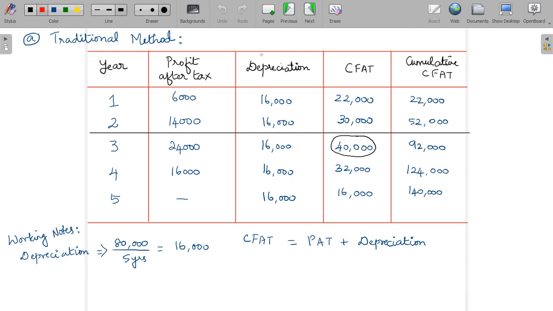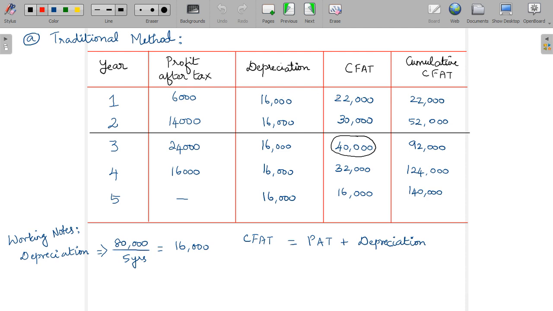So in the traditional method, the first column is taken as year. The second column is profit after tax, which is given in the question. Depreciation we have to calculate, that is the initial investment, 80,000, divided by the life of the project, 5 years. So it is 16,000. Since they have specifically told us straight line method, we have taken 16,000 for all the 5 years.